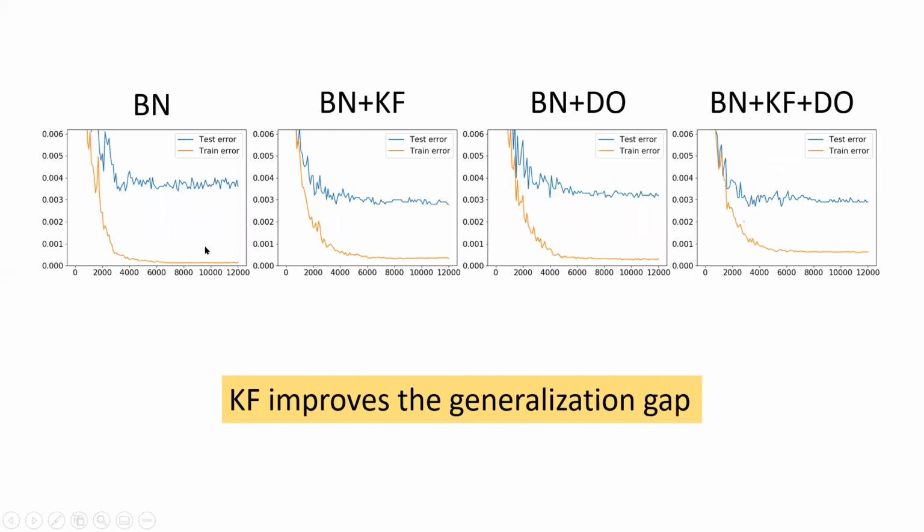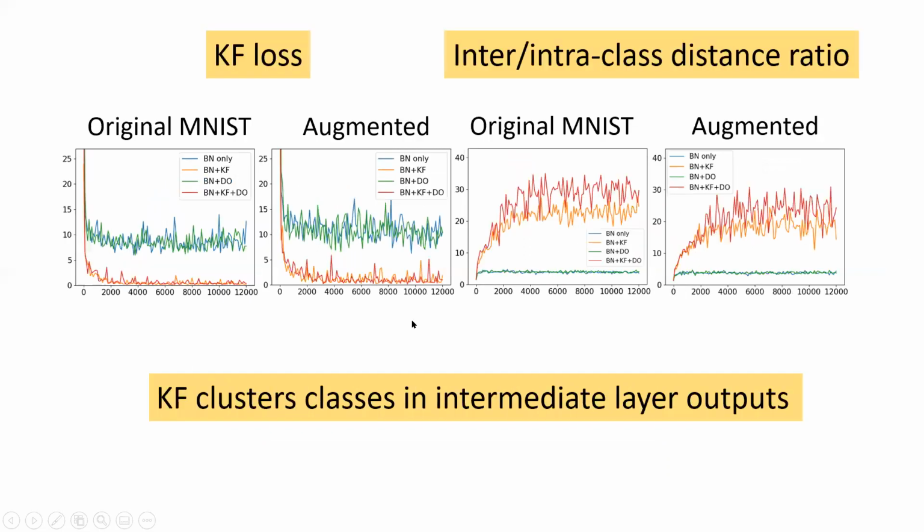We also find improved generalization gaps, meaning test error minus train error, and we find that kernel flows clusters intermediate layer outputs in a class dependent manner. So when we use KF, the ratio between inter and intra-class distances is increased compared to the traditional methods of using batch norm and dropout.